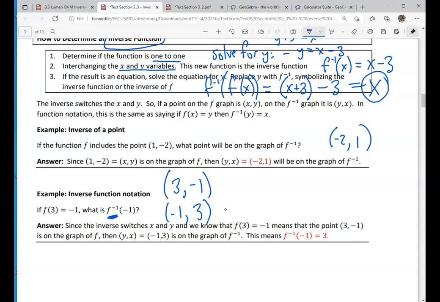So by very definition, a function with a certain input gives me a certain output. The inverse function, if given that output, will get me back to that original input that was fed to the original function. So when you have point pairs, it's just switching around the x and y's.